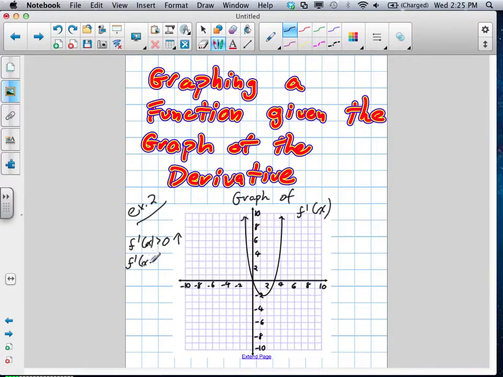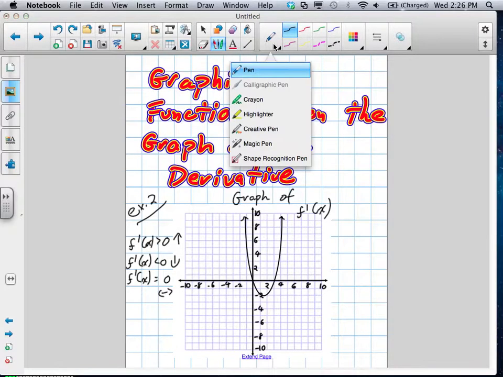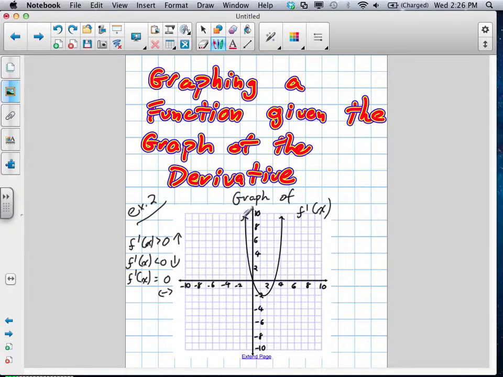If our derivative is negative, or less than 0, the original graph is decreasing. And if the derivative is equal to 0, we have a critical point or a tangent or a changing point on our graph. So what that means, I want you guys to look at the graph we have here.